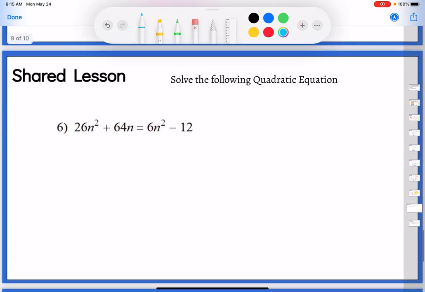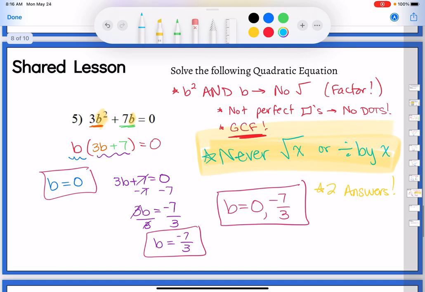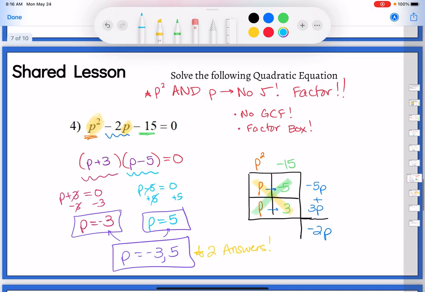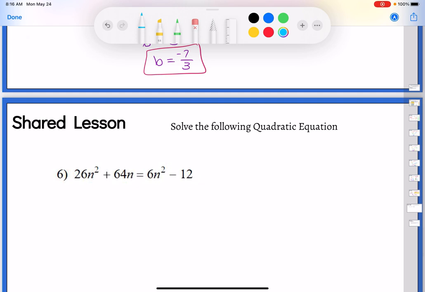All right, this one really is our last one now. It's 26n squared plus 64n equals 6n squared minus 12. Now, here's the big thing that we haven't really talked about. When we were doing our factoring ones up here, notice this one already equaled 0, this one already equaled 0. You need to make sure your equation equals 0 before you factor. Okay, I see that I have my n squared and my n's. I have another n squared, so I can't use square roots. I'm going to factor.